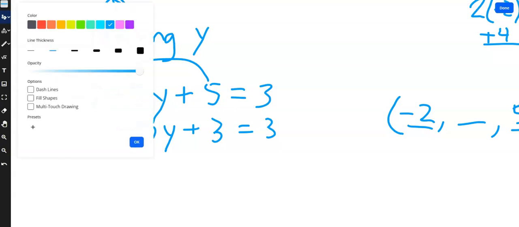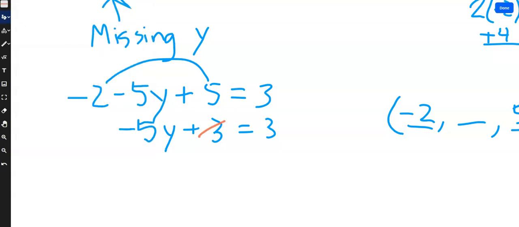And then to get that to move to the other side, I'm going to subtract 3, giving me 0 equals negative 5y. Now, don't look at this and go, well, that's impossible. You can't do that. This must be no solution. That's not the situation we're in, folks.